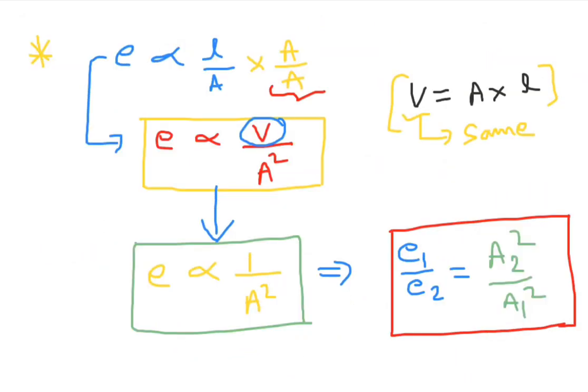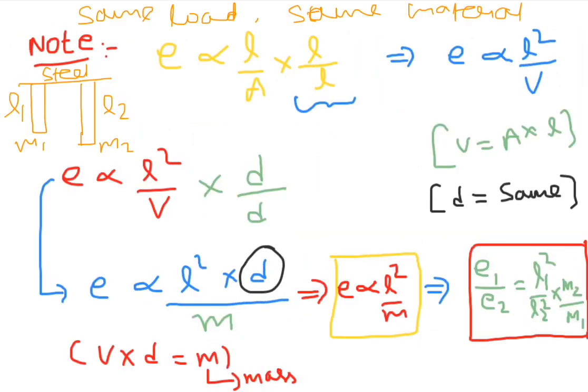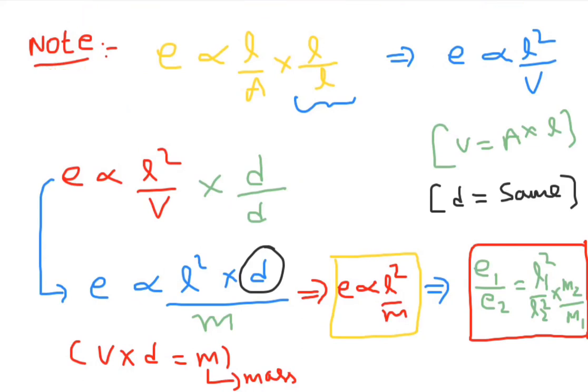From that information, I have taken that expression now. See, E is proportional to L by A is there. You can observe it clearly. E is proportional to L by A. Now, I multiply numerator and denominator with L.